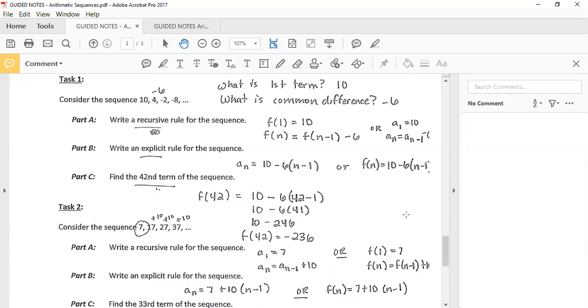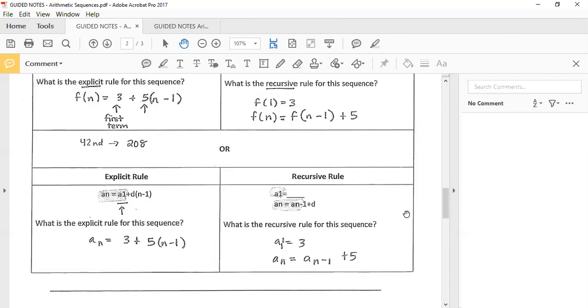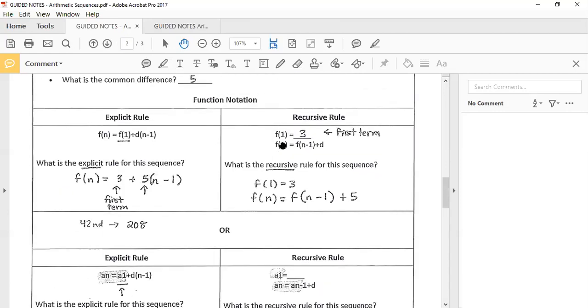Again, arithmetic sequences, you can either do them as recursive or explicit rules. Either way, it's either involving addition or subtraction. We call it the common difference. That's going to be your rule. All right, next up is going to be geometric sequences, which involve multiplication.